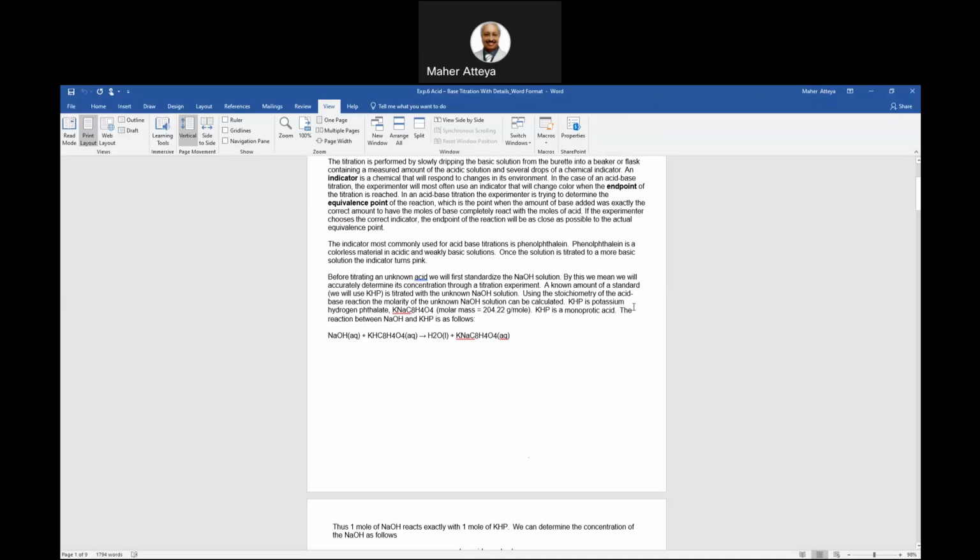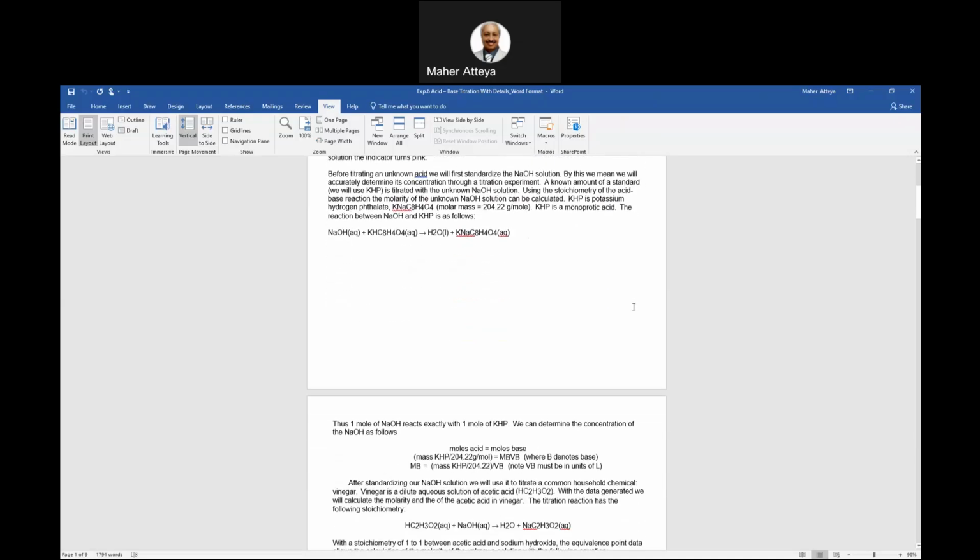So first of all, before we start, our goal is to get the vinegar's acetic acid concentration. But we have to know first what the sodium hydroxide concentration is. So we use a very good, clean compound, cheap and not toxic, with those three characteristics, called potassium hydrogen phthalate, KHP. We titrate it against sodium hydroxide.